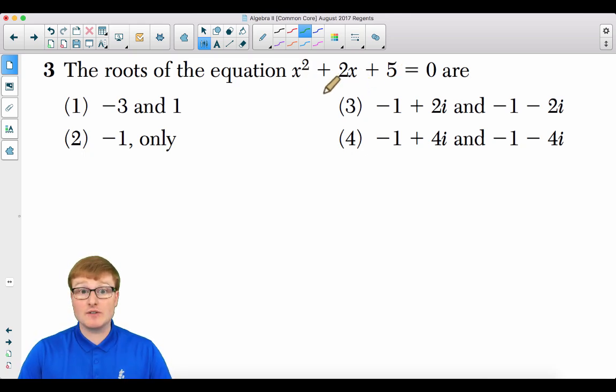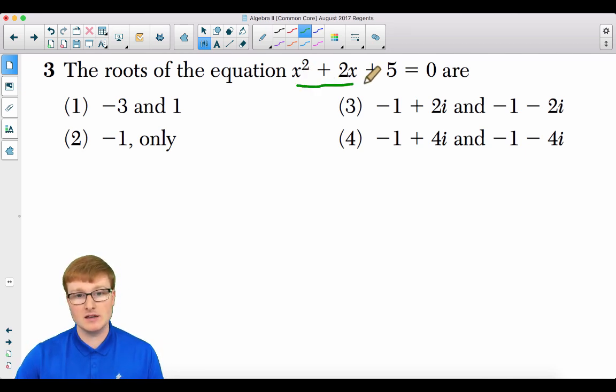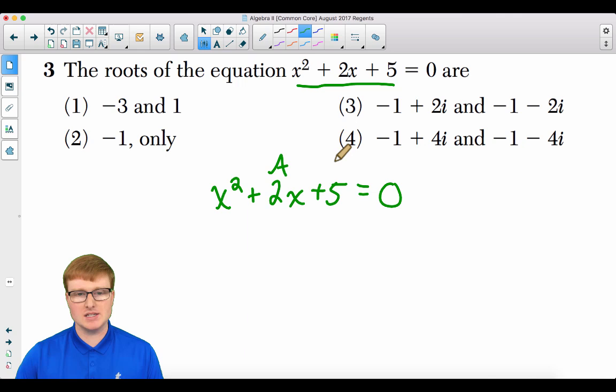Is it the difference of two perfect squares? No, that's not it either. Well, this is clearly a trinomial. Well, let's try the AC method of factoring. Okay, what adds to positive 2 and multiplies to give you 5? I can't think of any two numbers that add to give you 2 and multiply to give you 5.